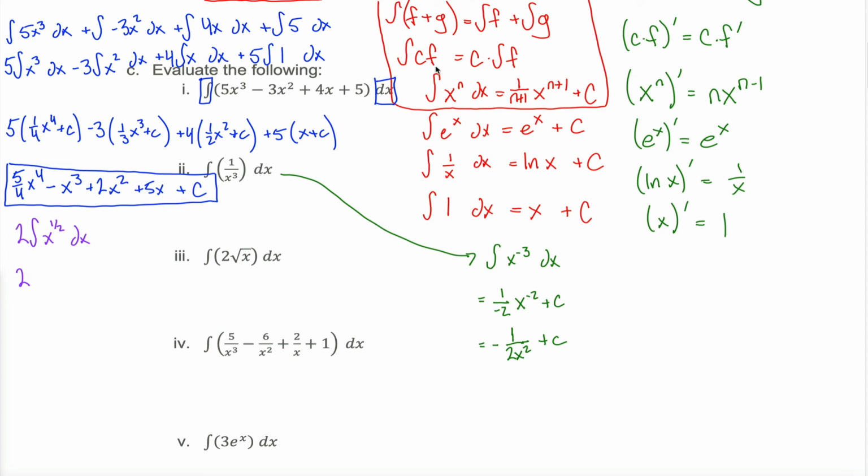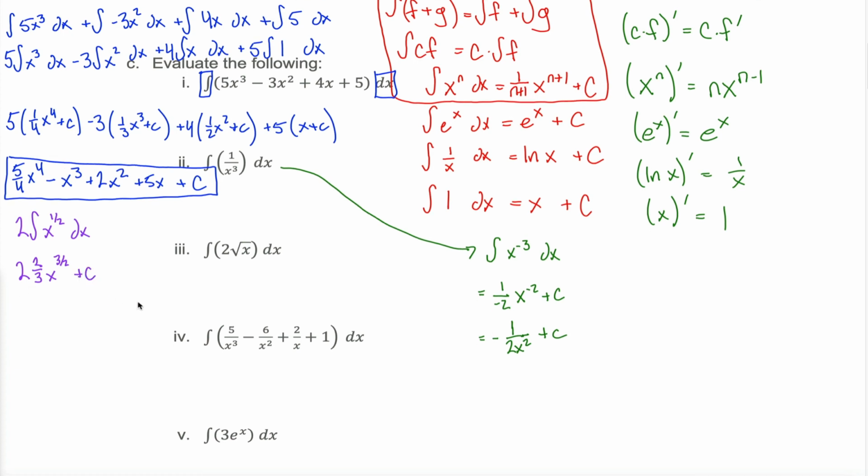Playing the role of n in my power rule here is 1/2. So I add 1 to 1/2, which gives me 3/2, and then I multiply that by 1 over 3/2. Rather than having a 1 divided by 3/2 and get fractions inside fractions, it might be easier to just write 2/3, because 1 over 3/2 is 2/3. Either way is totally fine.